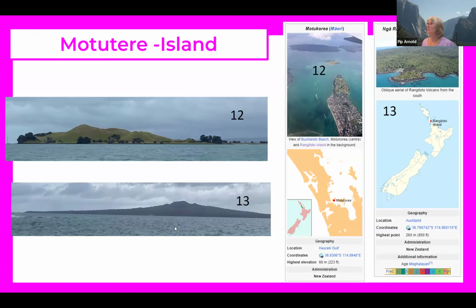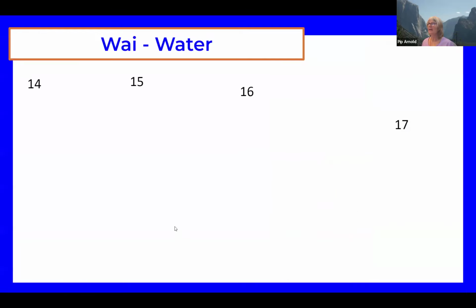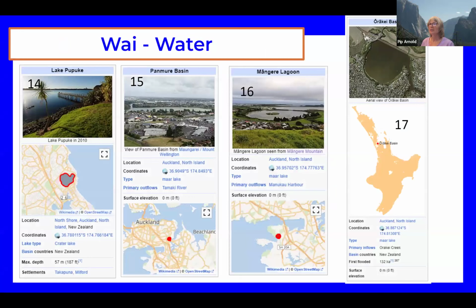All right, and our last little bit of data gathering is going to be our water. So we're going to start with number 14. This is Lake Pupuke. This is an aerial view of it on a map, and this is a picture of it. Does that look like a volcano? Yes or no?